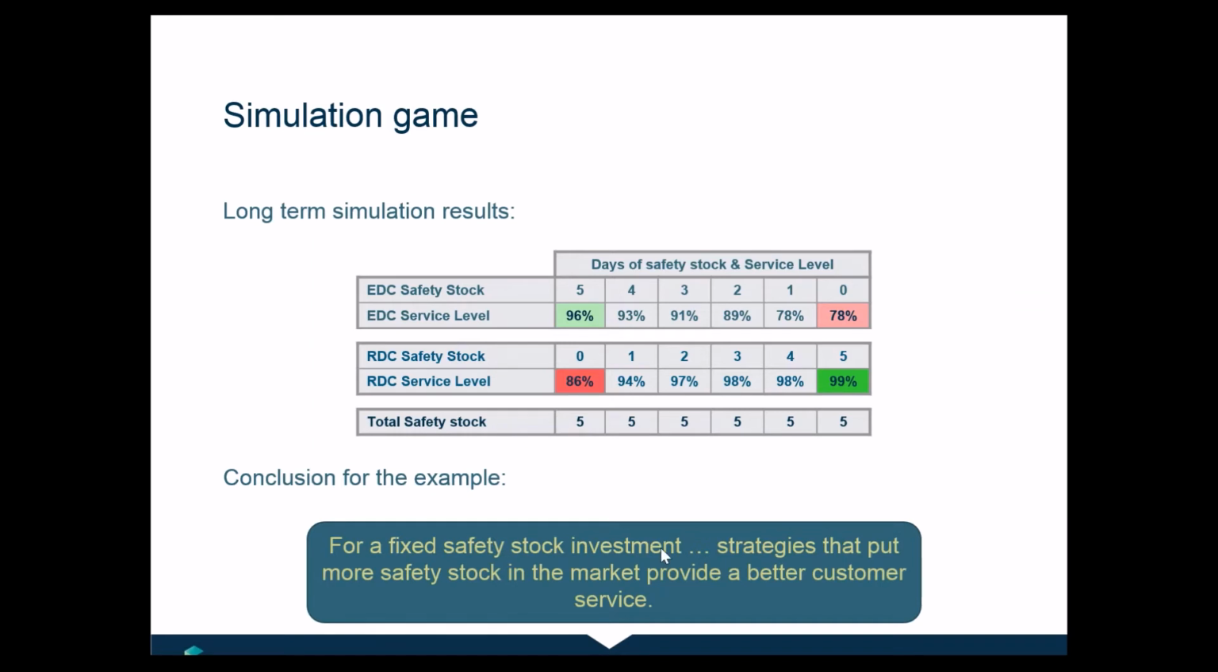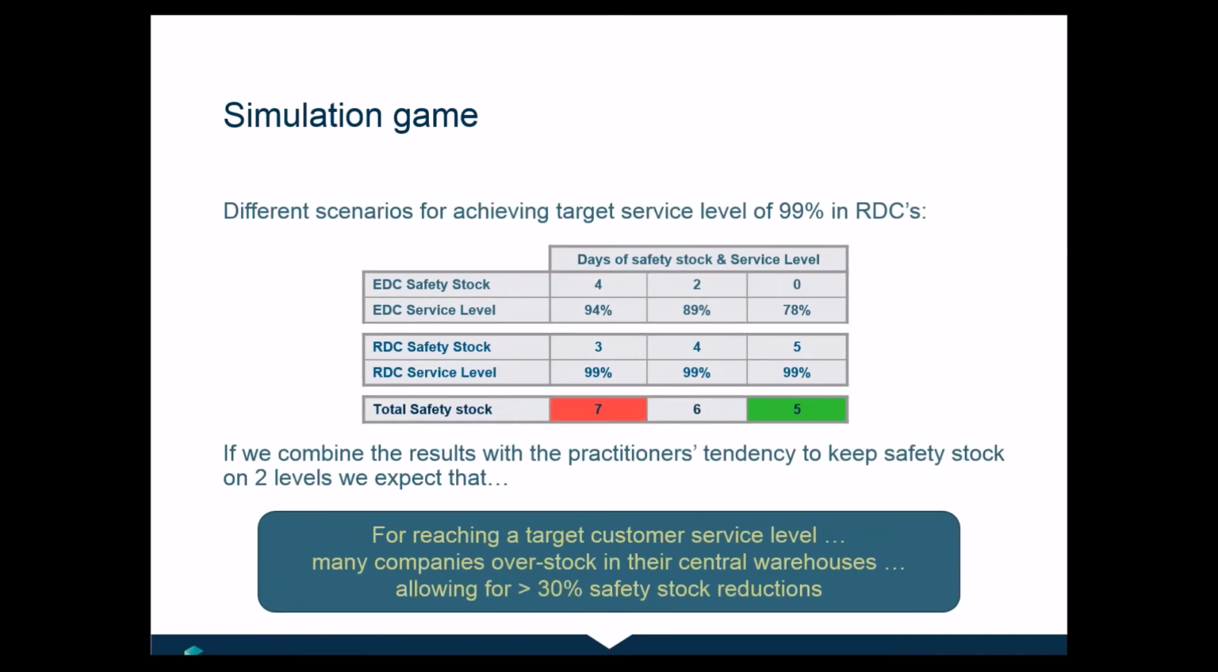So the conclusion for this example is, for a fixed safety stock investment, strategies that put more safety stock in the market will provide a better customer service. And that's not very intuitive. I will come back to that. A different way to look at it is the following. So, okay, I can get to the 99% service by putting 0 safety stock at the EDC and 5 days at the regional DC. There are other ways to come to the same service level of 99%.